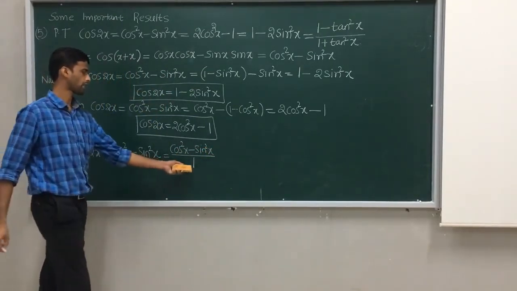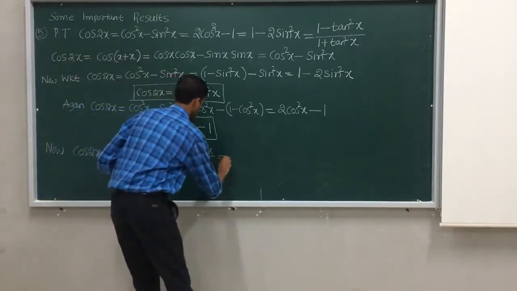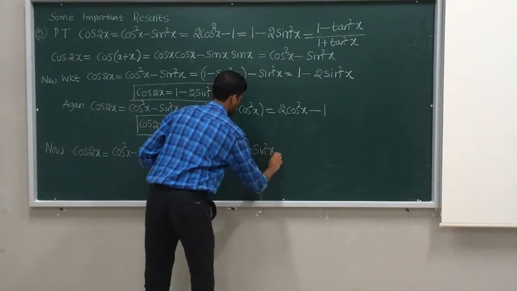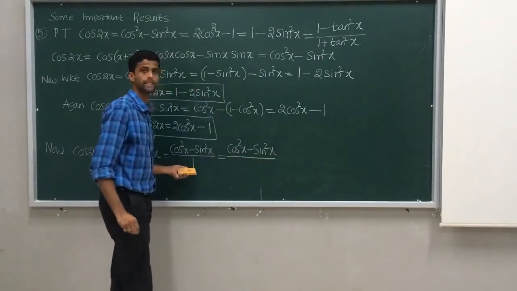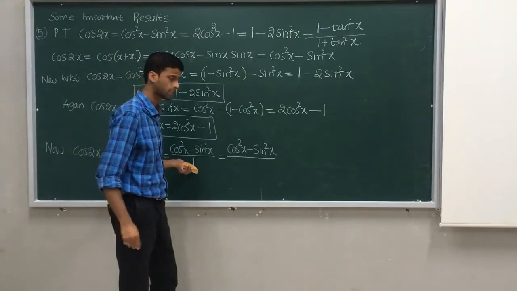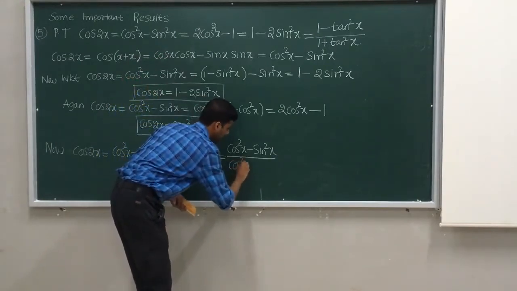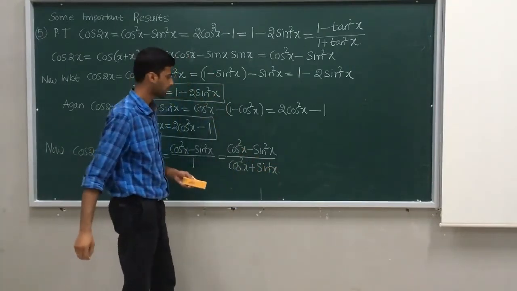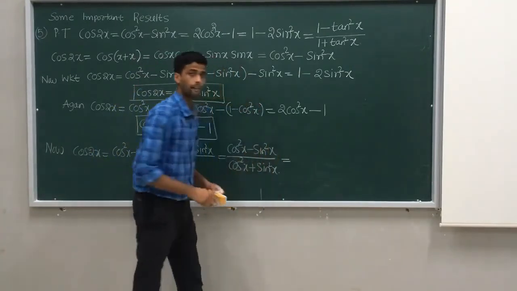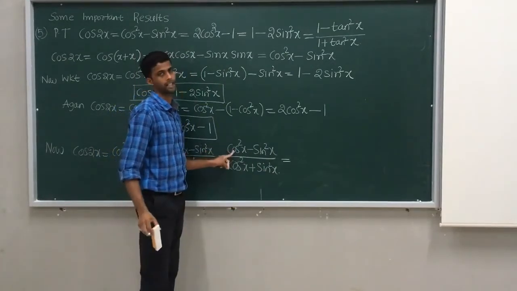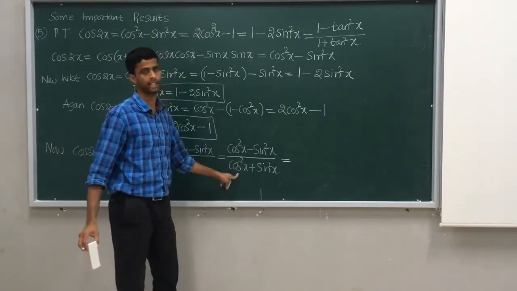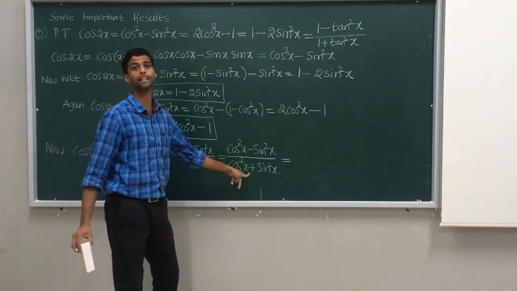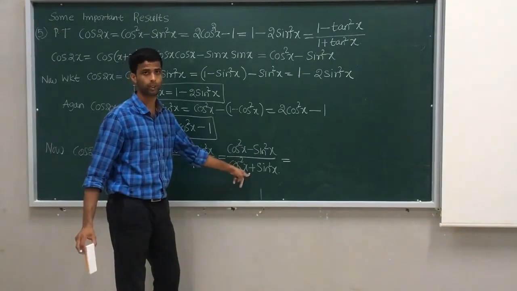But we know in trigonometry 1 can be written as sin square x plus cos square x. Therefore, I write cos square x minus sin square x divided by, you can write 1 as sin square x plus cos square x, or cos square x plus sin square x. Okay. Now, what will I do? I will divide numerator as well as denominator by cos square x. So what will happen?